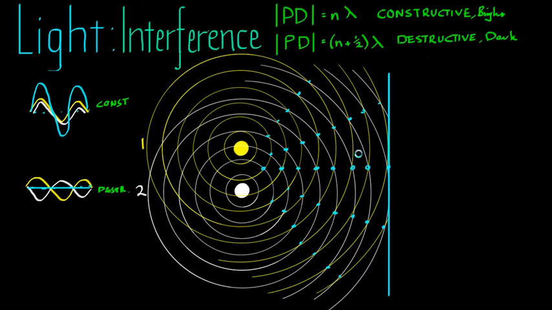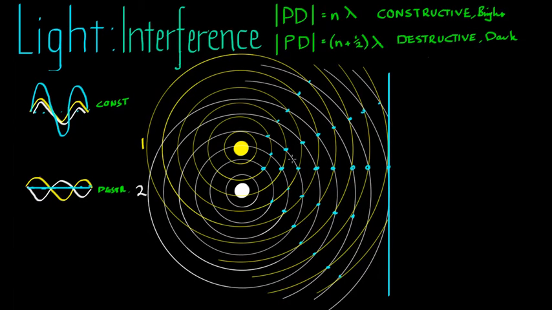Now let's discuss destructive interference. So the blue will be our constructive, and our purple can be our destructive. Destructive over here is when the crest of one source meets with the trough of another, or the crest of number 2 meets the trough of number 1.